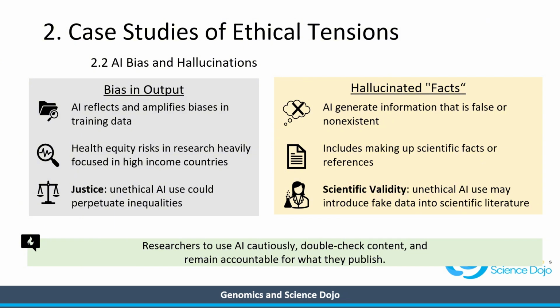So I think a key takeaway here is that researchers who want to use AI need to be cautious when they're using AI. They need to double check everything in terms of the content that is produced by the AI and remain accountable for what they actually publish.